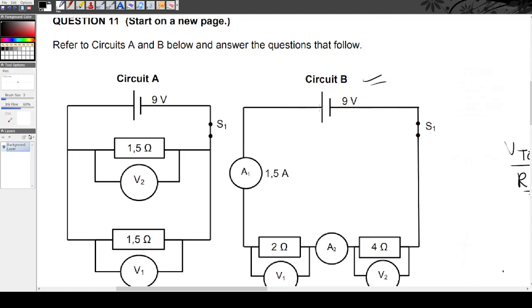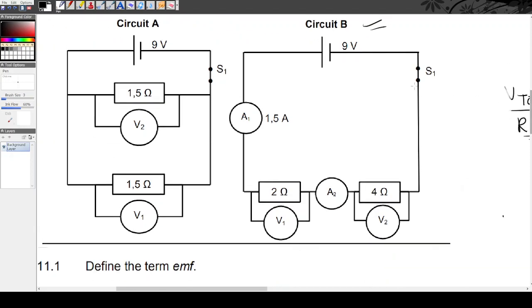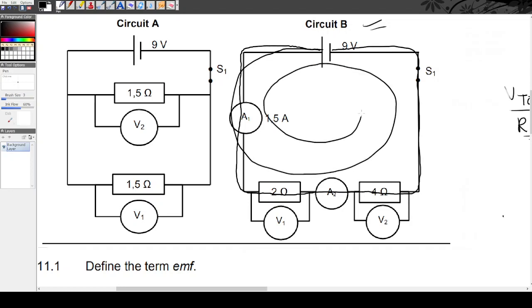Okay, so the same thing happens here in circuit B. Current flows from the positive terminal. Remember, the longer terminal is the positive one. Then it passes through the 2 ohm resistor, passes through A2, meaning ammeter number 2, passes through the 4 ohm resistor, and then goes back to the negative terminal of the battery. It does that over and over again up until the 9 volts is finished.